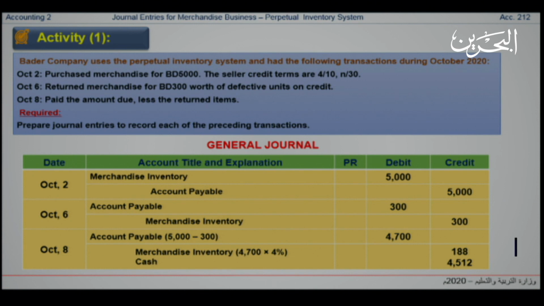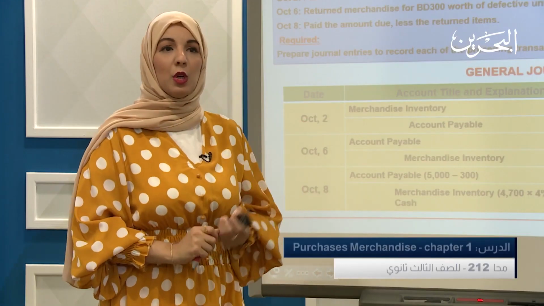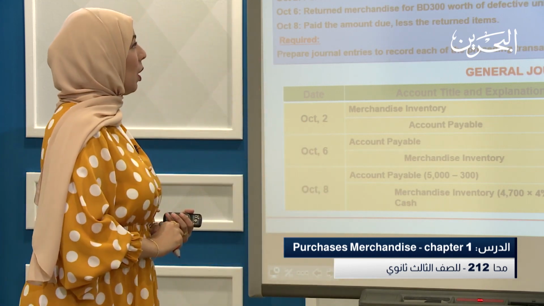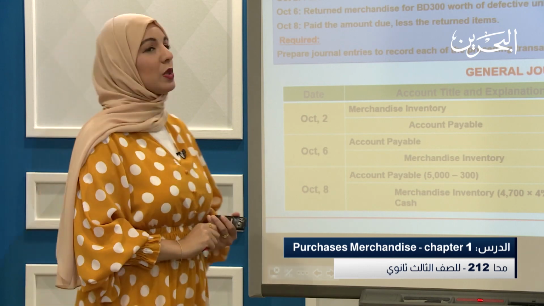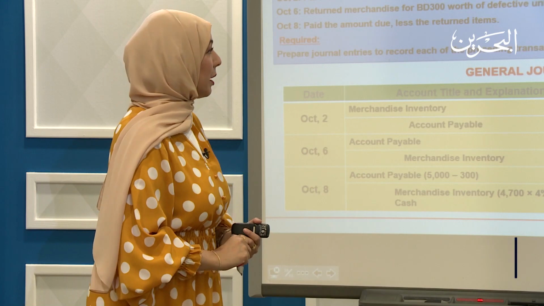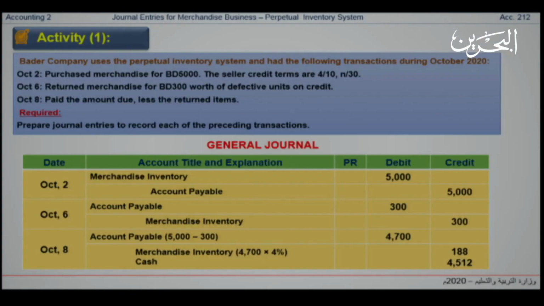After we explain the transaction, my dear student, we will shift to a simple activity. In our activity, Badr Company used the perpetual inventory system and had the following transactions during October 2020. On October 2nd, Badr Company purchased merchandise for 5,000. The seller's credit term is given, so the purchase was on account.